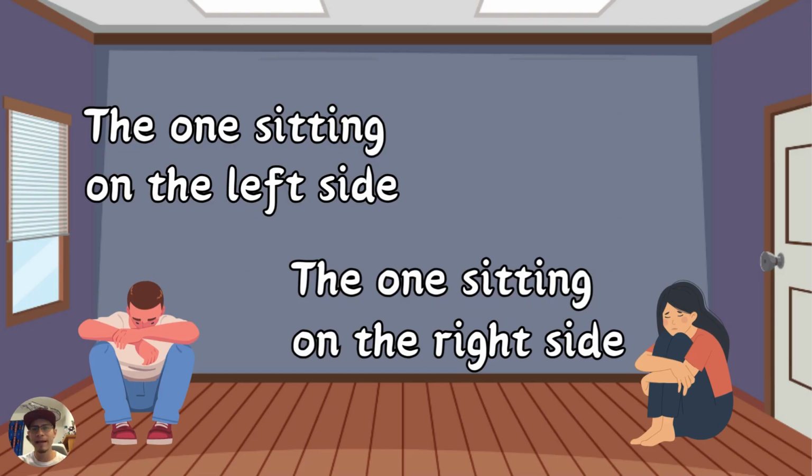So this past class, we learned how to say these phrases in Numu. The one sitting on the left side, the one sitting on the right side. We also learned how to describe their feelings, and so I included the feelings and emotions that we learned 2 weeks ago. And I introduced two more feelings.